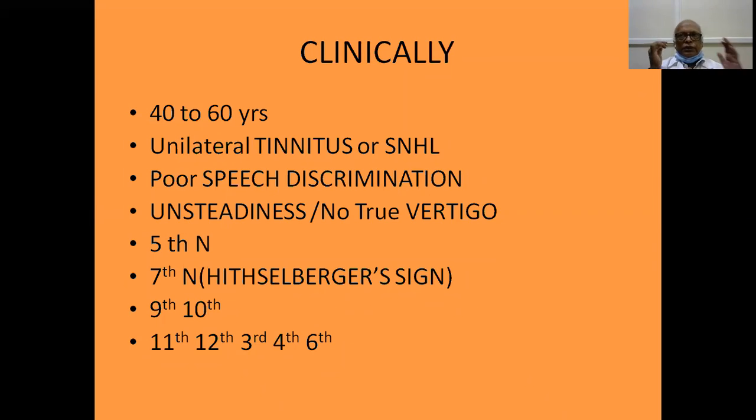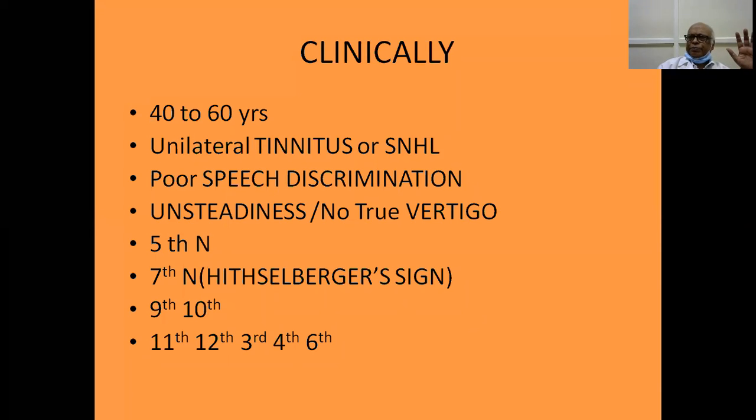Apart from that, there may be masseteric weakness. You ask the patient to clench the teeth and there will be unilateral weakness of the masseter muscle because of the involvement of the fifth nerve. There will be hemi-anesthesia in the face also. And if the seventh nerve is involved, frank involvement of the seventh nerve is very late. There may be lag of ophthalmos, that is delayed blinking, and gradually there will be total facial paralysis.